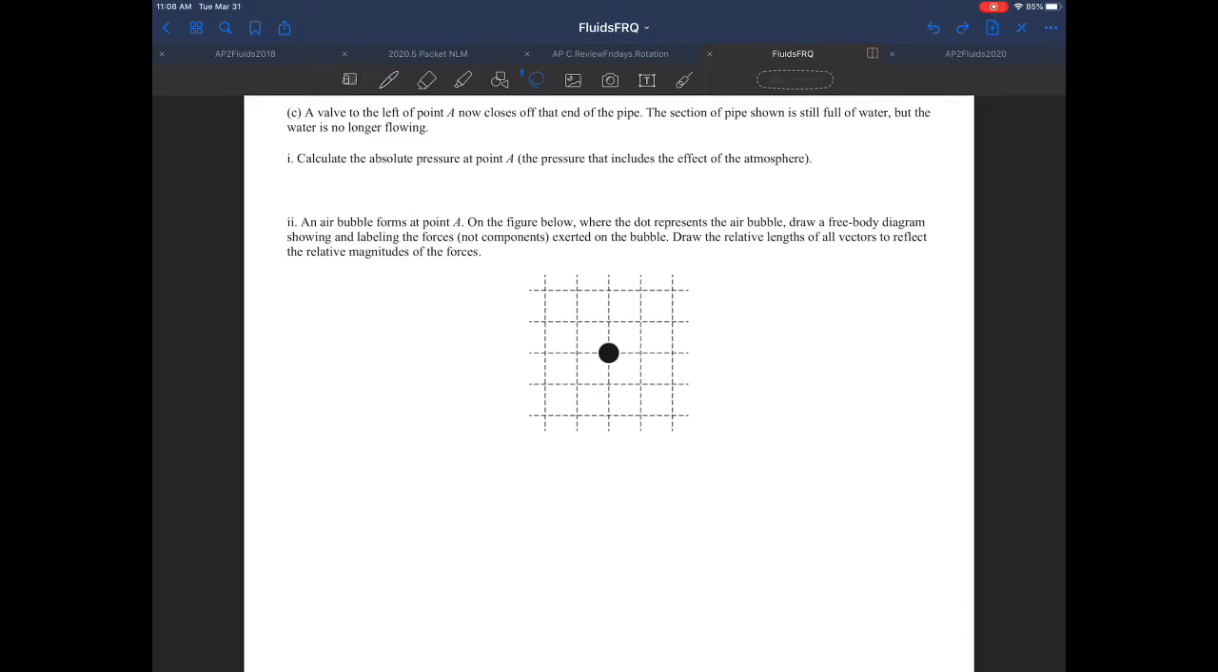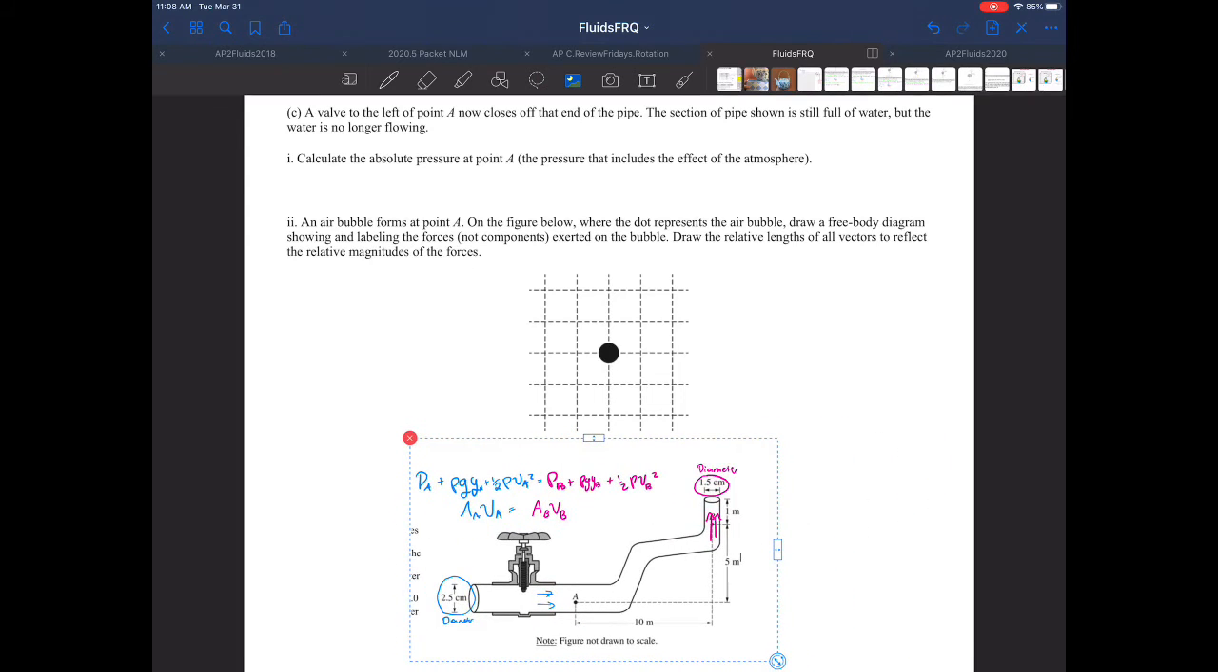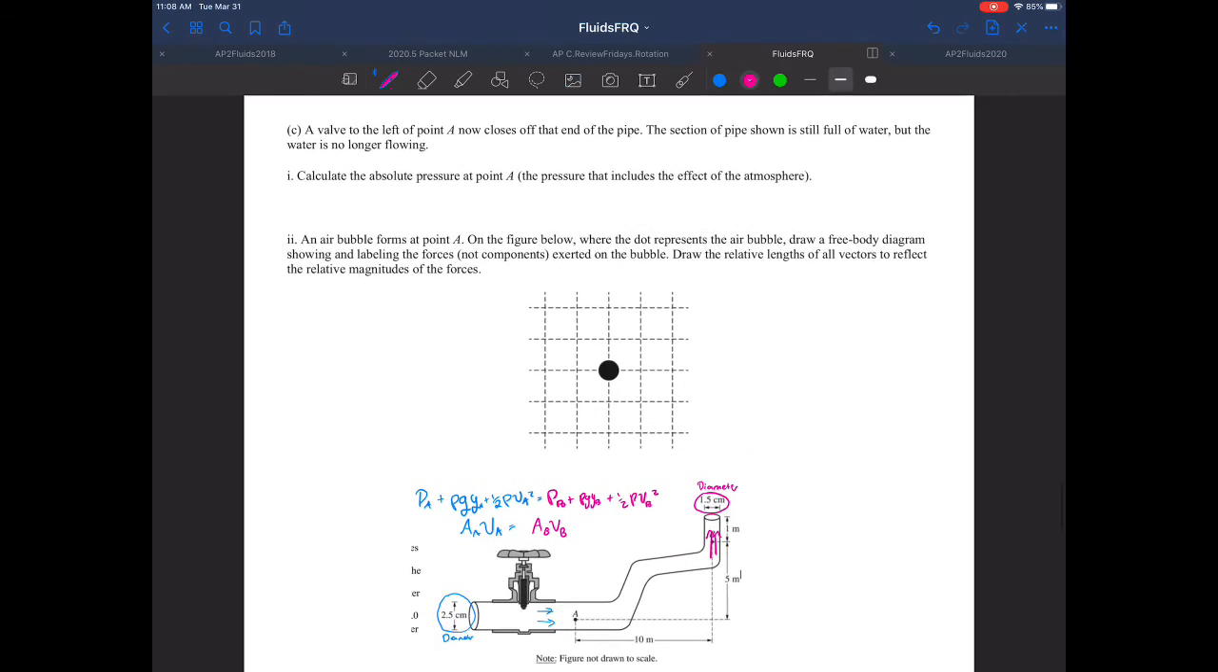All right, and now they swing it. So it's the same problem, but also completely different. They're going to have the valve close off at the end of the pipe. Let's see what that looks like. So let's close this here. Now we just have this whole pipe filled with water, and it is stationary. It wants to know what the absolute pressure is at point A. So A is right here.